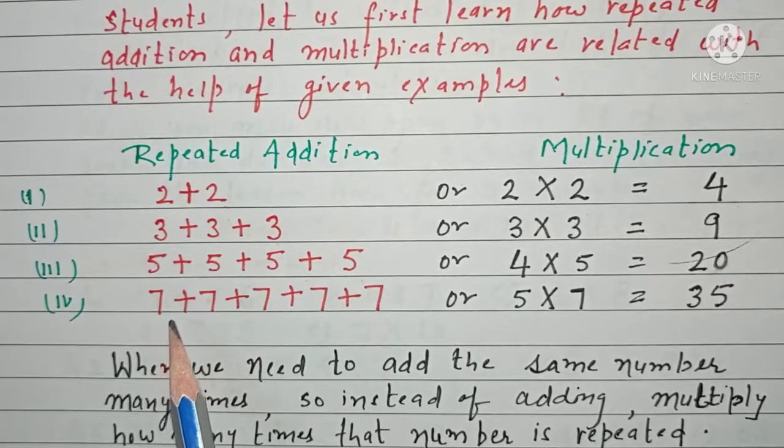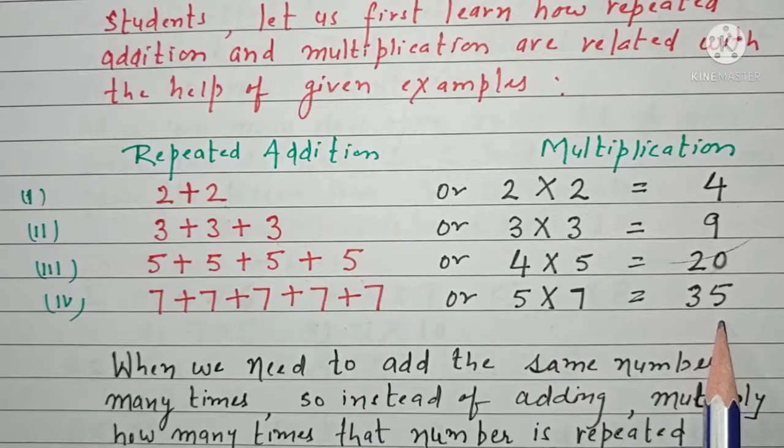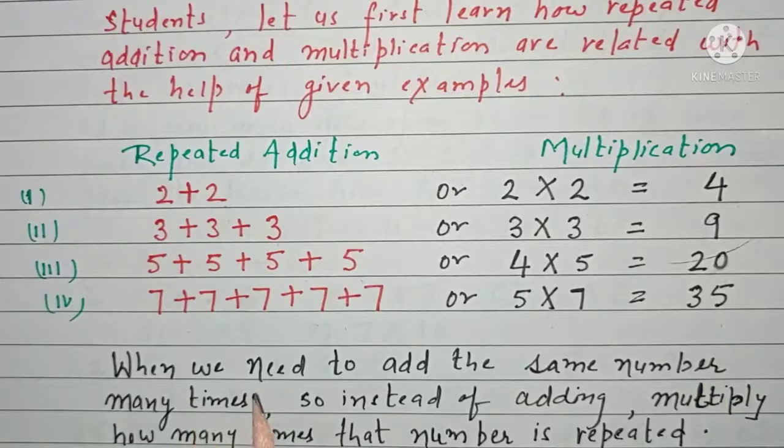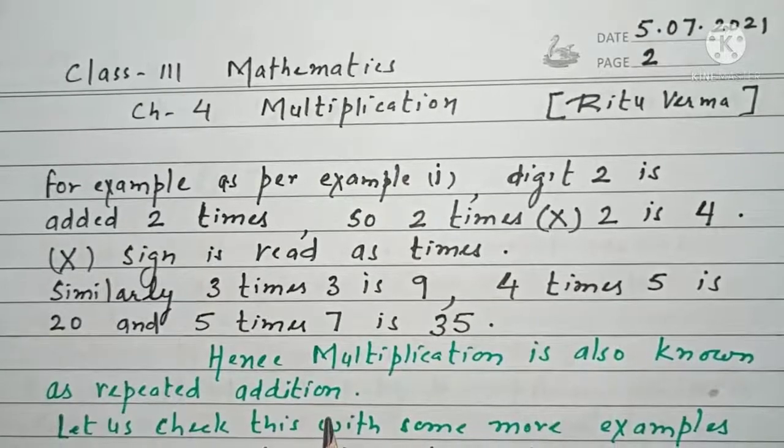Then the addition of 7. How many times? 5 times. It is 5 times 7 is equal to 35. So, when we need to add the same number many times, instead of adding, multiply how many times that number is repeated. Hence, multiplication is also known as repeated addition.